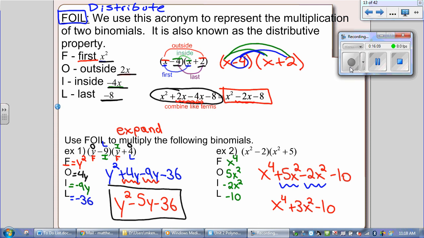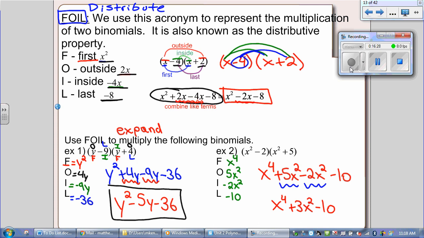Okay. This is also known as distribution. FOIL is just a way of organizing it. Okay. So if you hear someone say like FOIL that or do something like that, it only works for binomial and binomial. But what it is, is organizing your distribution method.